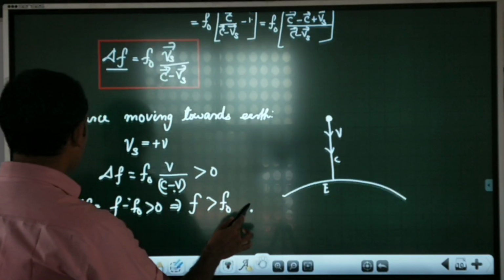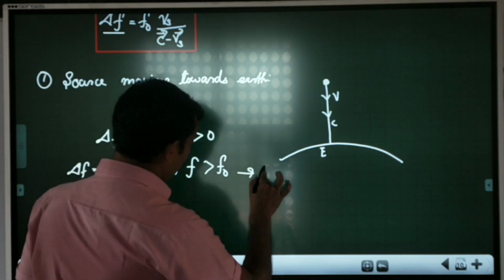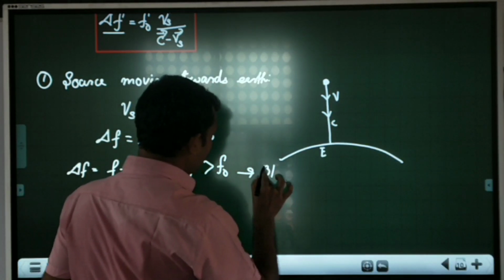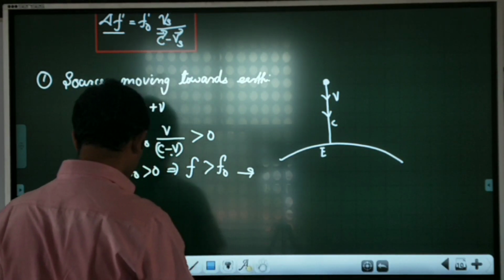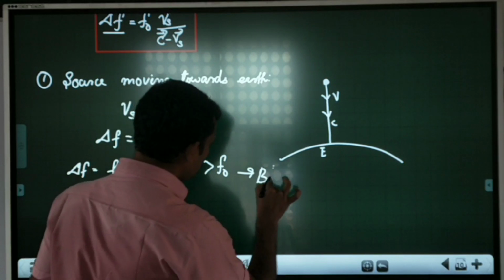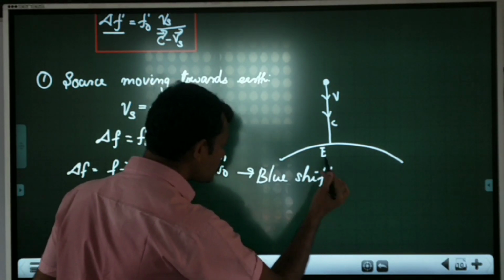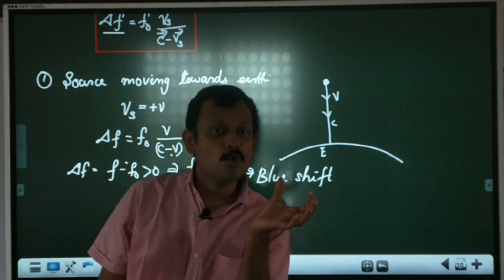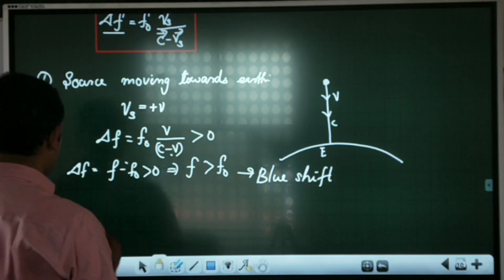That will lead to what is called blue shift. This will result in blue shift because in the electromagnetic spectrum, the frequency of blue is greater than the frequency of red. So this is blue shift.